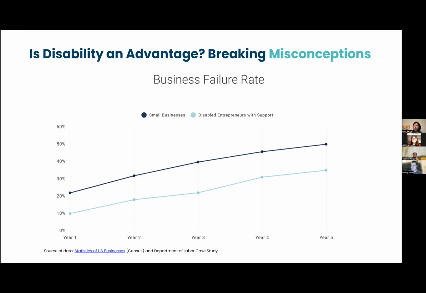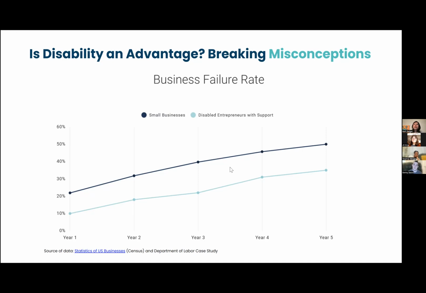However, we have been working on this for close to 5 years, but we really started tabulating our businesses from the fall of 2020. Since that time, we have found that people with disabilities, when given the right supports, are 65% more likely to succeed than non-disabled entrepreneurs.